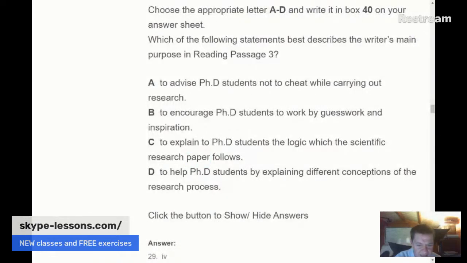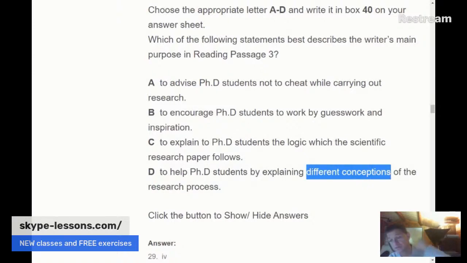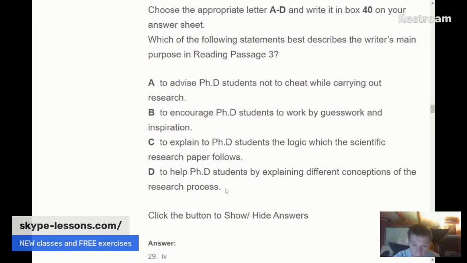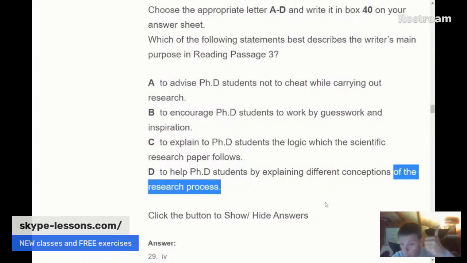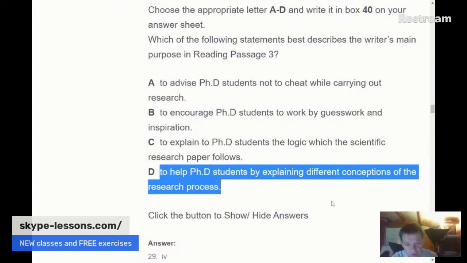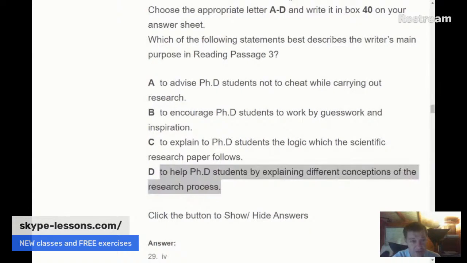Then we look at D, to help PhD students by explaining different conceptions, the inductive method and the hypothetico-deductive method, of the research process. Yeah, and one of those conceptions is mythical, it's incorrect. And the other conception is correct. Well, yeah, this is what's going on here. So let's choose D for question number 40.